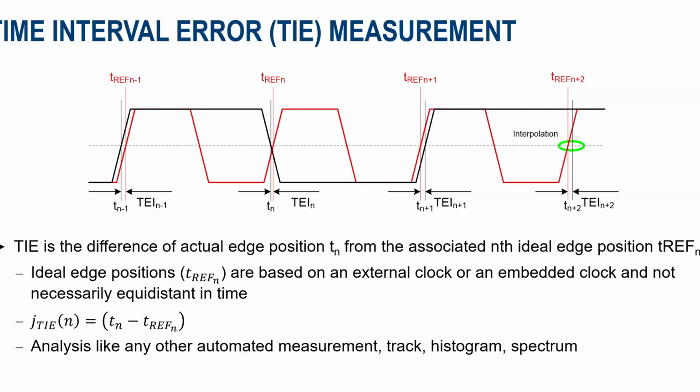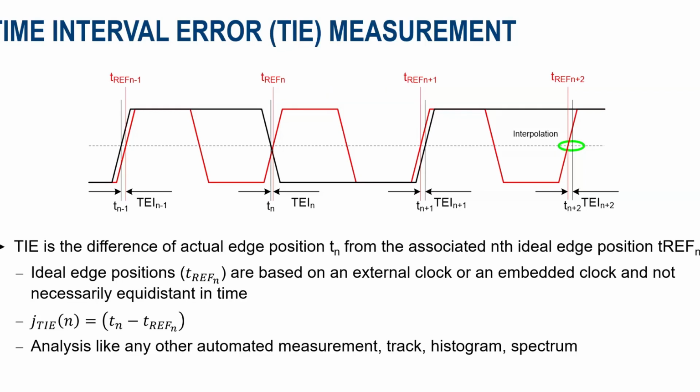And if you're looking at a data signal, we would be interested in seeing a crossing time in either direction, rising or falling, relative to some nominal bit rate or data rate that we're transmitting. The ideal edge positions are often based on an embedded clock. In some cases, there's an external clock as well. The clock provides the ideal timing.